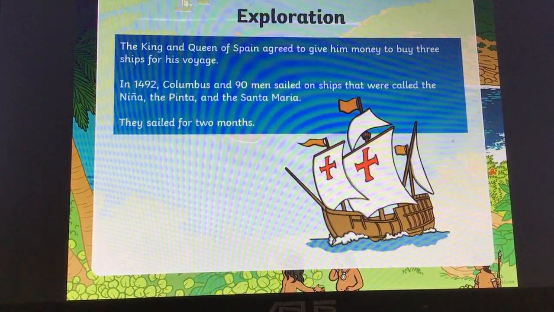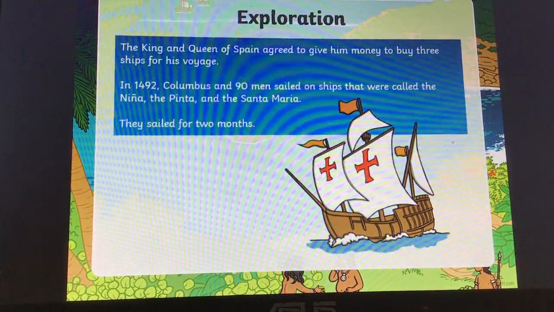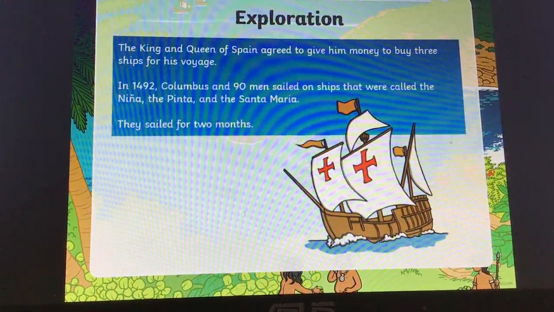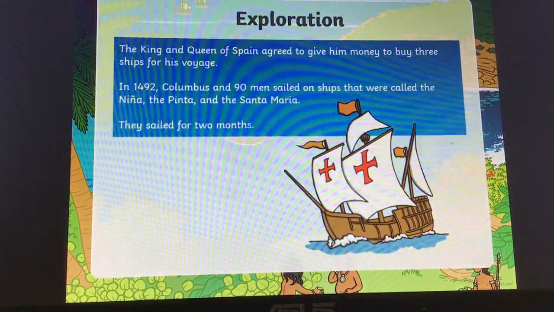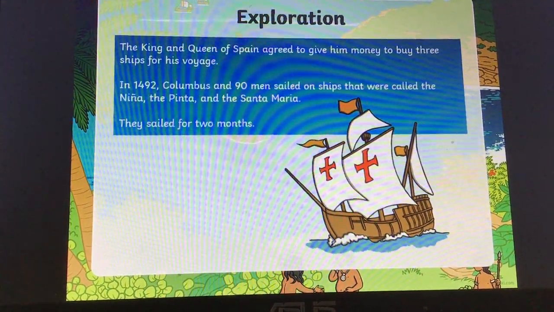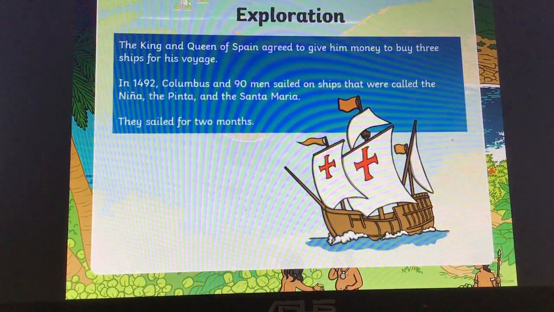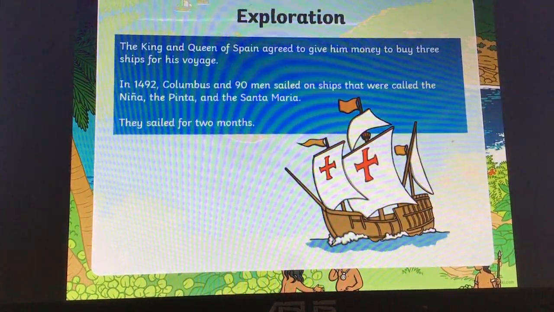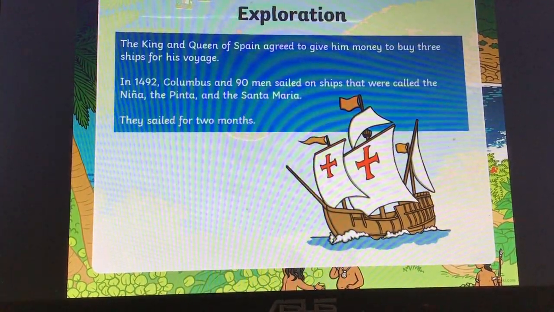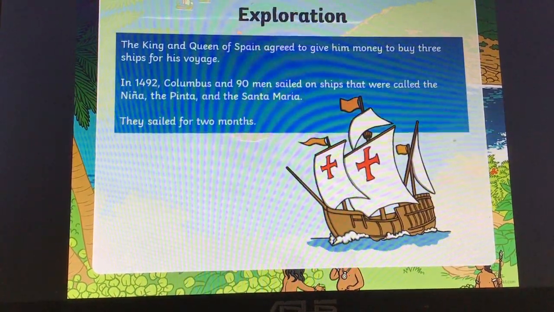Okay, so he needed some money because expeditions to explore other parts of the world were not and are not cheap, even nowadays in our times. So he needed some money. He went to the King and Queen of Spain and they agreed to give him money to buy 3 ships for his voyage. Now, that's interesting because he wasn't Spanish.